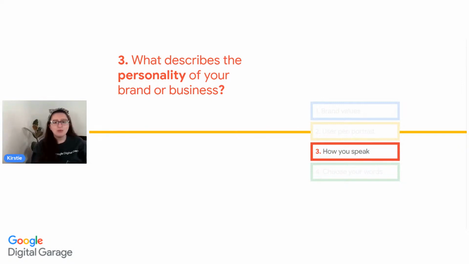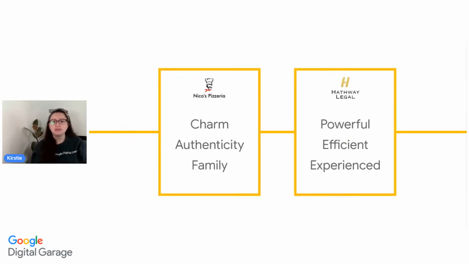Step 3, once we've thought of our brand values, we've thought of our audience and who we are, we now need to think about how we're going to speak. So again, those descriptive words, as well as that type of potential celebrity, we can start thinking, okay, what are those words that describe us? When we're not in the room and someone asks us about our business, what descriptive words do we want them to describe our brand or business as?